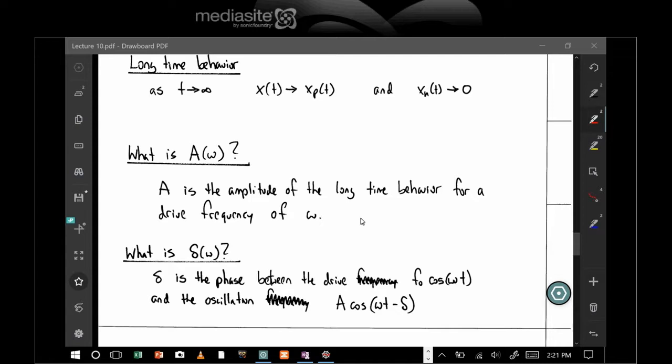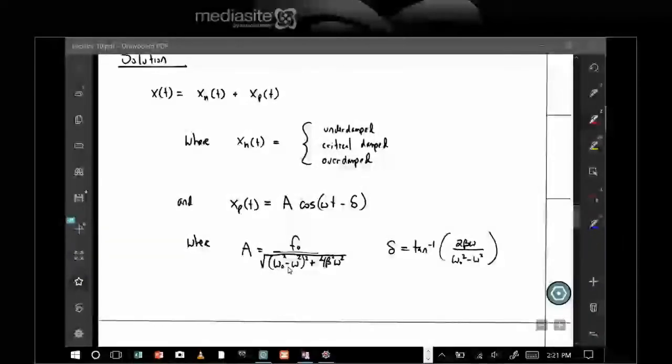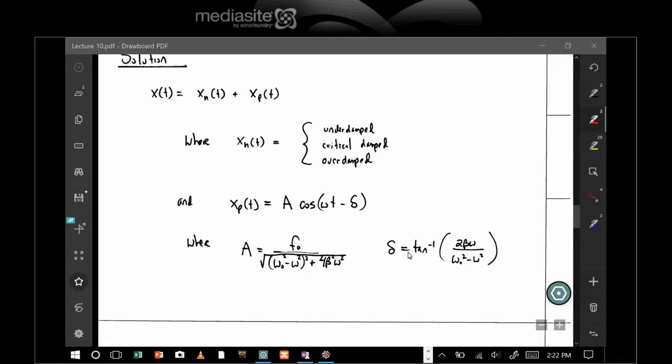That's pretty straightforward. What is the phase? What is delta? Delta represents the phase difference between the drive, F cosine omega t, and the oscillation. If you look at both of these, they're both cosines, but there's a phase. If I subtract this argument from that argument, I get delta or minus delta, depending on how you do it. That's the phase difference between the drive frequency and the oscillation frequency. And notice that, going back to my solution, A depends on drive frequency and delta depends on drive frequency.